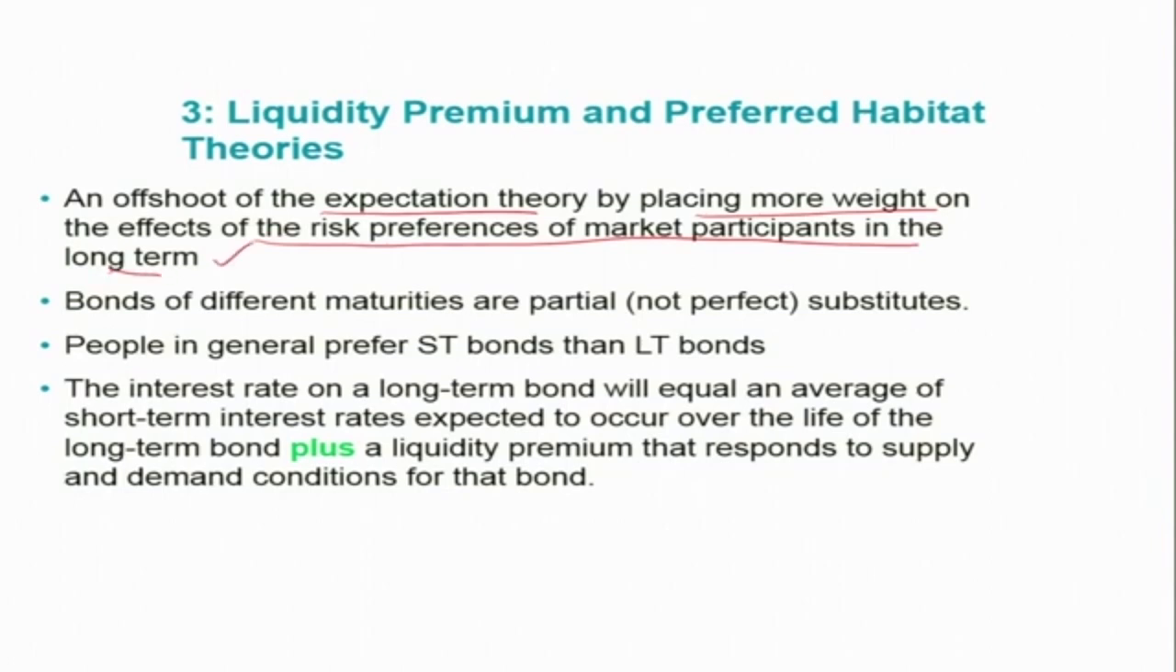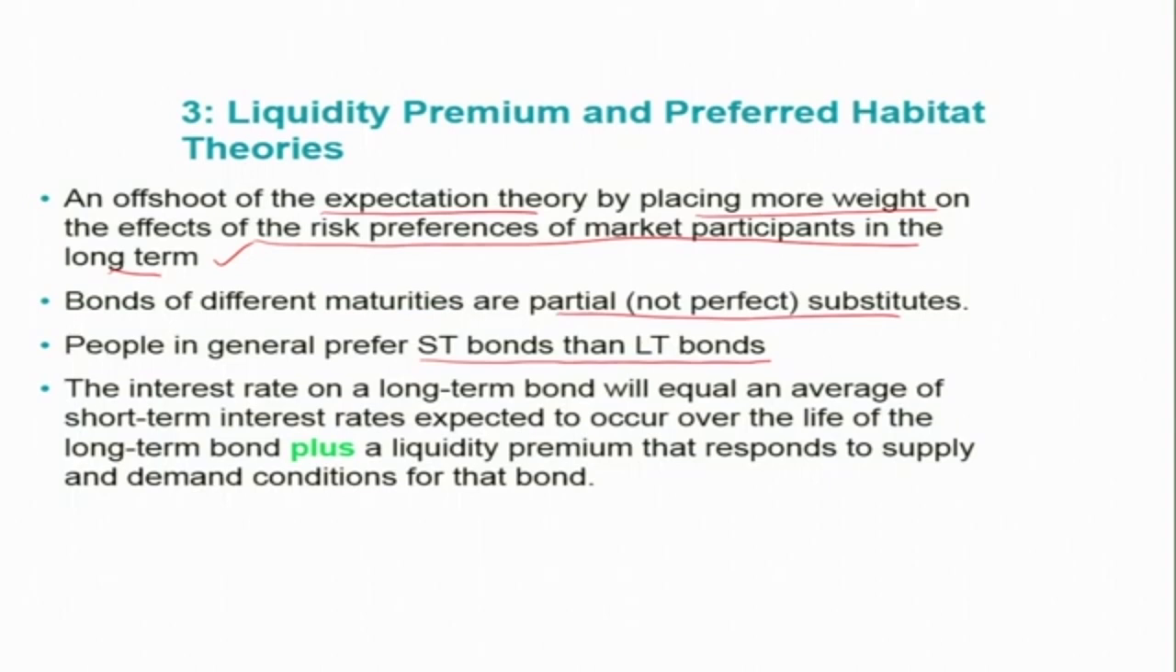So here, what we assume is that bonds of different maturities are partial substitutes. People in general prefer short term bonds over long term bonds. However, they would like to alter their preference if they are compensated for it. If they get a premium for demanding long term bonds, because they are compromising something, since we have already seen that long term bonds have less liquidity, then they will demand long term bonds as well.